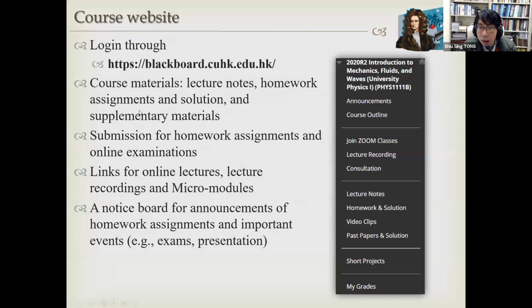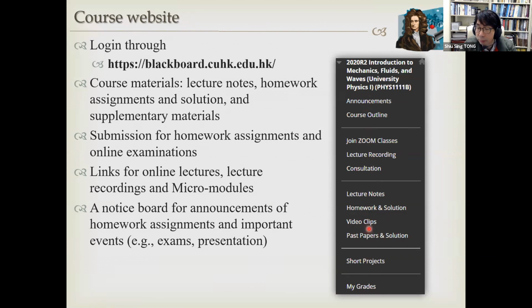Now, you should log in to Blackboard to see all the course details. We have all the lecture notes, homework, assignment solutions, and supplementary material placed inside Blackboard. You have very convenient links here. You have an announcement here, and also all the course material in this area. You can download the lecture notes, the homework and solutions, and you can submit the homework here.